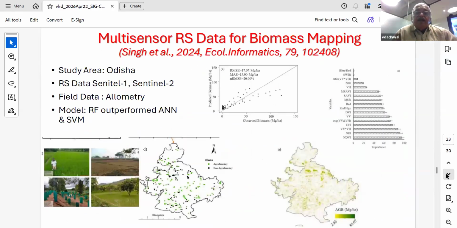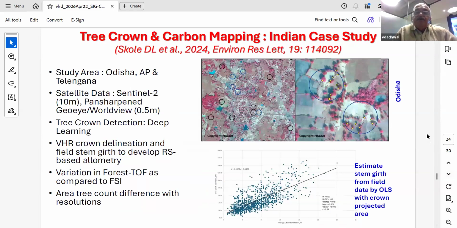This is again a study of remote sensing based biomass mapping, and it uses some samples and a large number of indices and multi-sensor data, both SAR as well as optical, and then has a very nice spatial map which will allow you to do the change analysis.